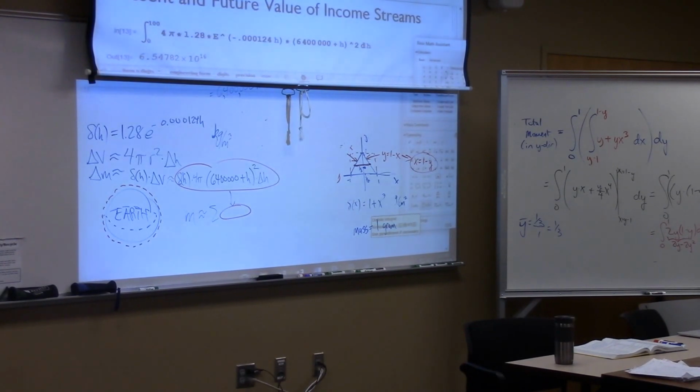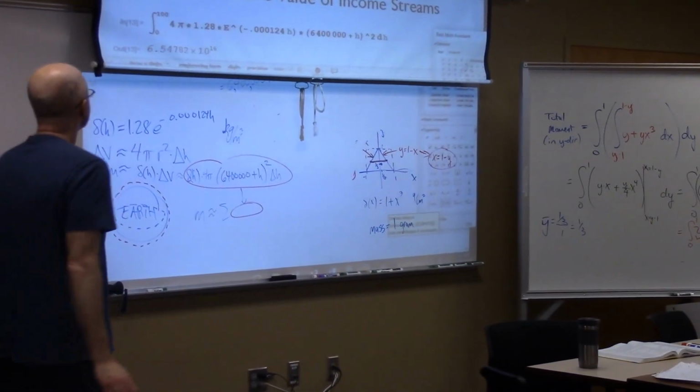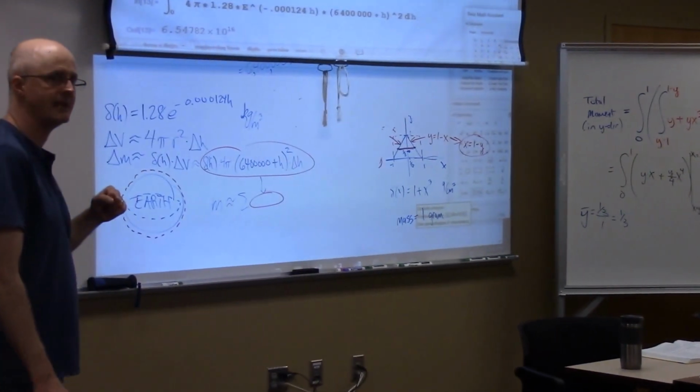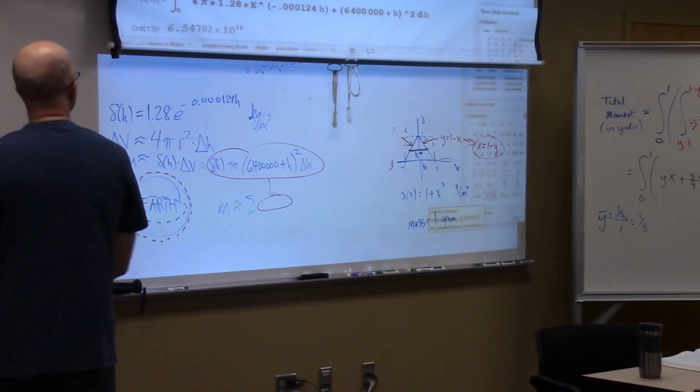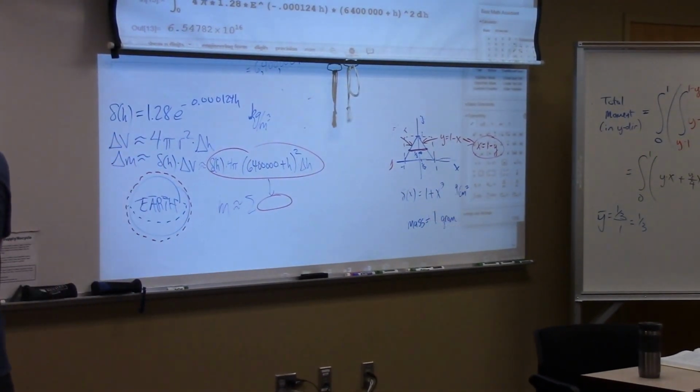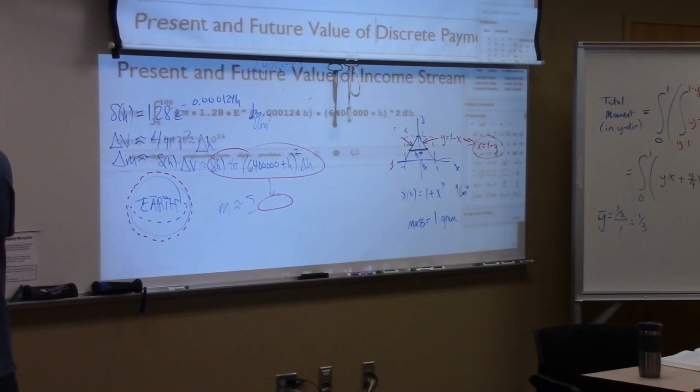All right. Any questions about that? All right. That's the physics for today. Now we're on to finance. Present and future values. First today, we're doing them for discrete payments.